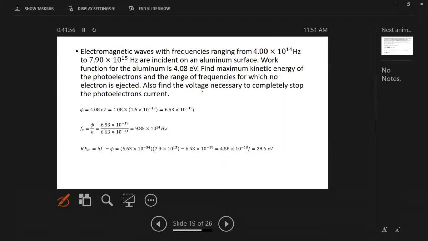And then you want to find the voltage necessary to stop. I told you that the maximum kinetic energy is e times the stopping voltage. That's basically coming from the conservation of energy. And that means you have to divide this number by e, which is going to give you the same value. So 28.6 volts is the stopping voltage.